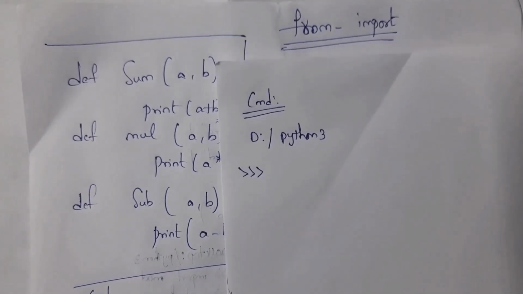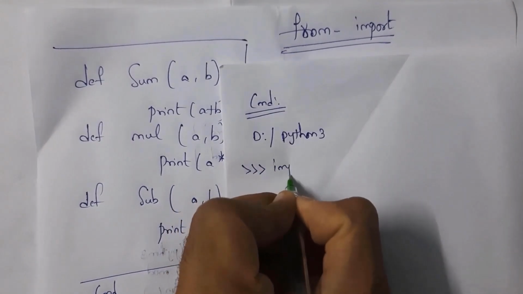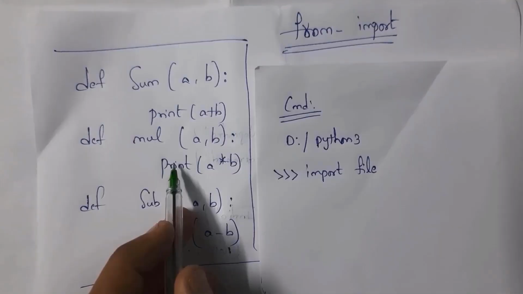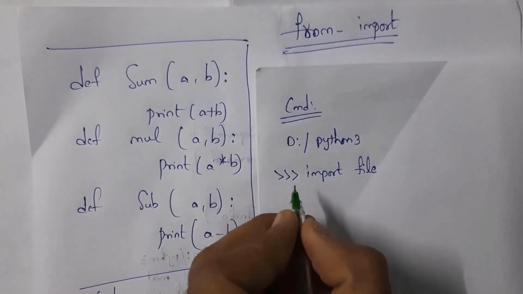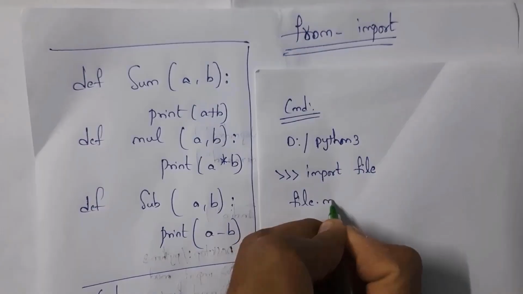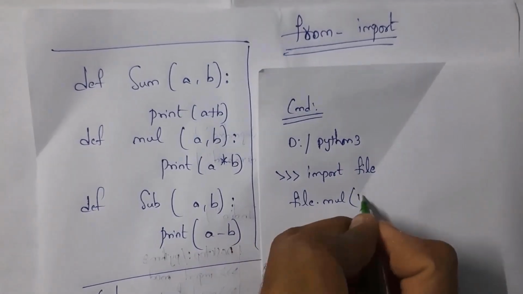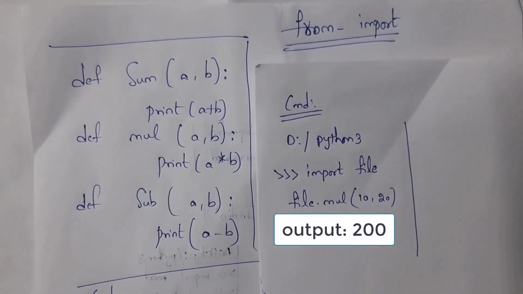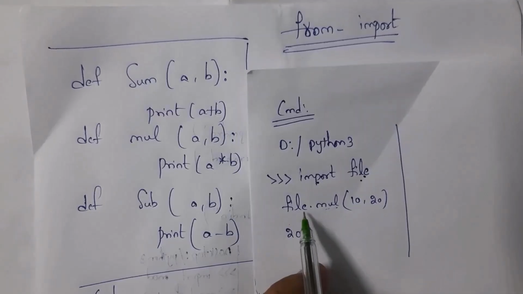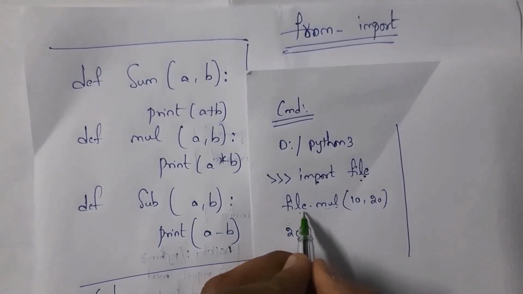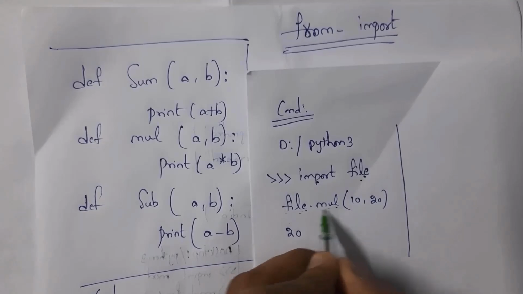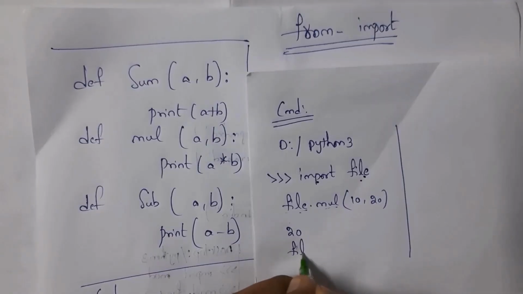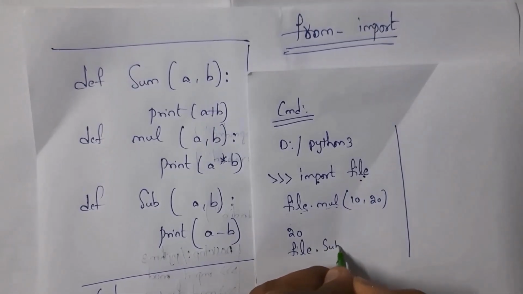By using the import keyword you can import any module. So just write import module name, that is file. Now I want to print multiplication. So just write module name file dot mul of two values 10 comma 20. Whenever you click enter you will get output. Normally this is how we print output, and for each and every function you need to include the module name, that is file dot function name mul. Similarly, if you want to perform subtraction, again you need to write module name file dot sub of 10 20.